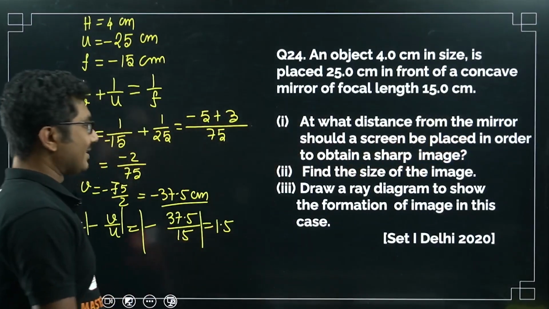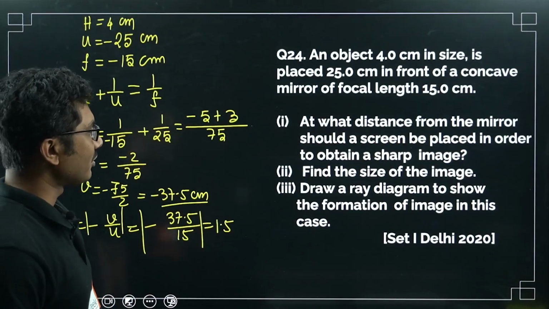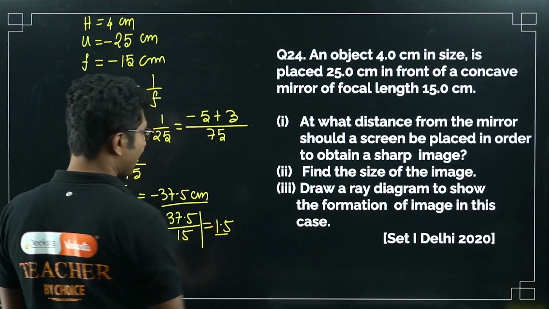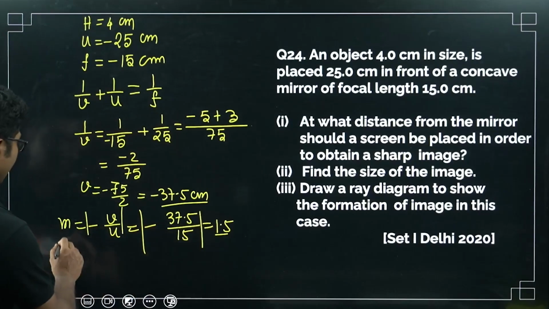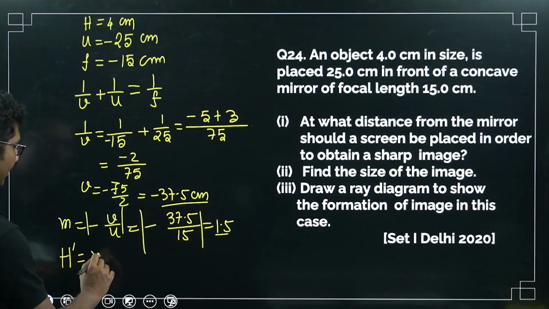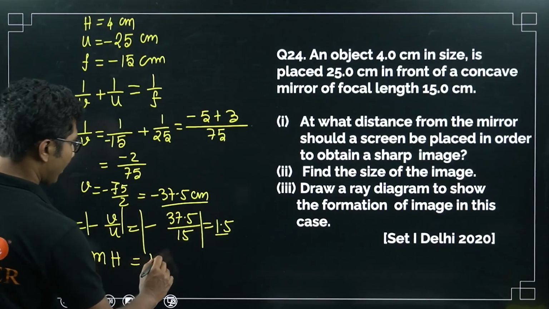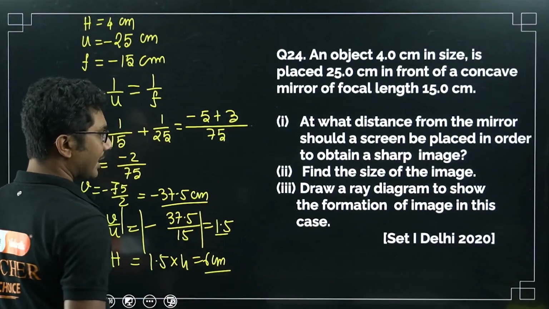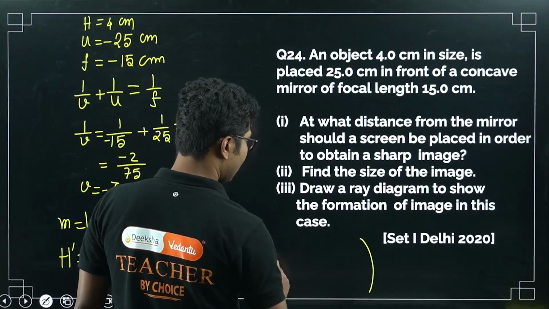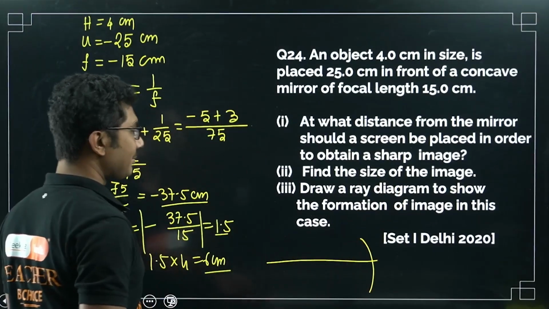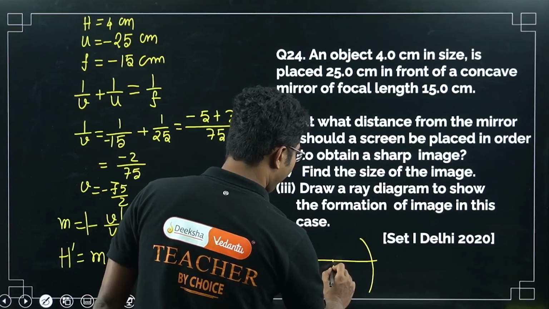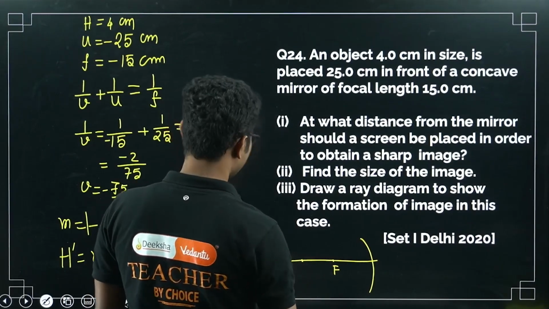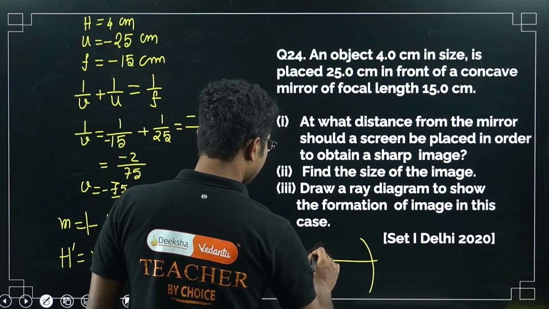Next, draw the ray diagram to show the formation of image in this case. Magnification is 1.5, so size of the image will be magnification times height of the object, so 1.5 times 4, that is 6 centimeter. And you can draw the ray diagram. Focal length is 15 centimeter and center of curvature will be 30 centimeter. Object is placed 25 centimeter, so it will be between C and F.